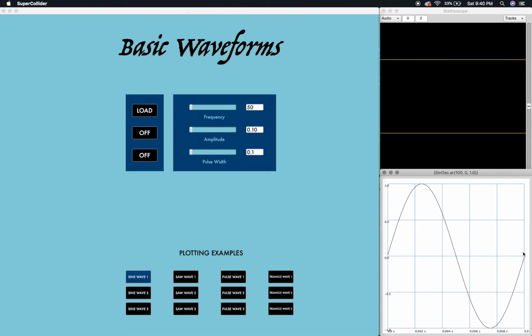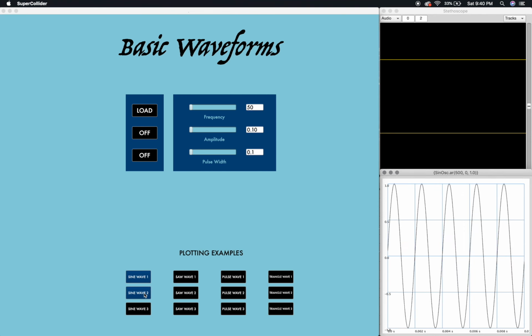Let's press sine wave 2. Now this sine wave looks different than our previous example. It has more cycles. There are more cycles per second compared to our previous example. Why? It has a higher frequency. Here we have 5 cycles.